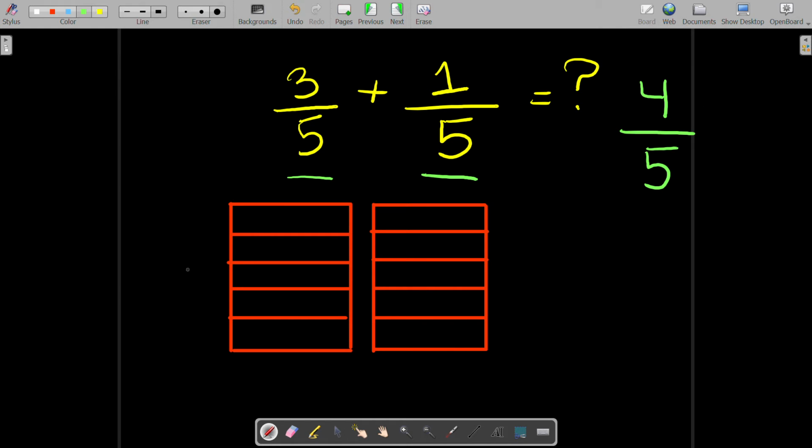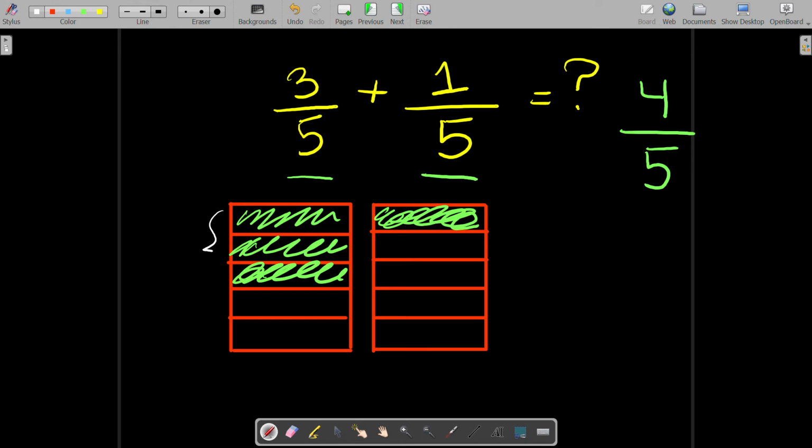Now let me model this using the rectangles below. So here we have 3/5. So let me color in 3/5. There we have 3/5. And on the second rectangle we have 1/5. So if we look more closely, we can see that we have 3/5 right here and 1/5 right here. So if we add both of those together, we get 4, and then we keep the same denominator, so we get 4/5. Let's move on to question number 2.